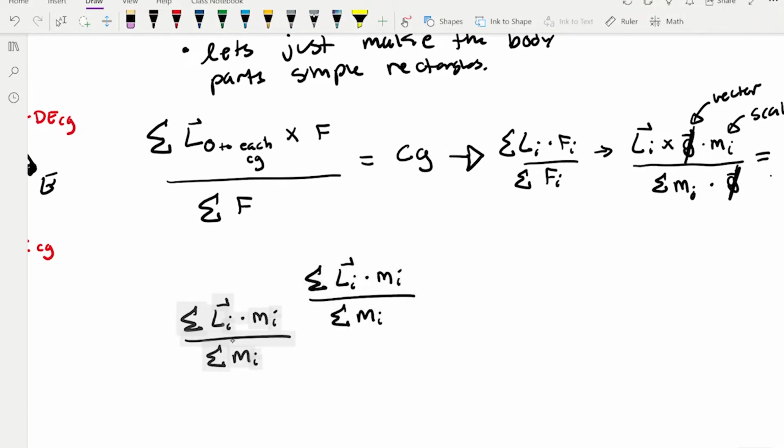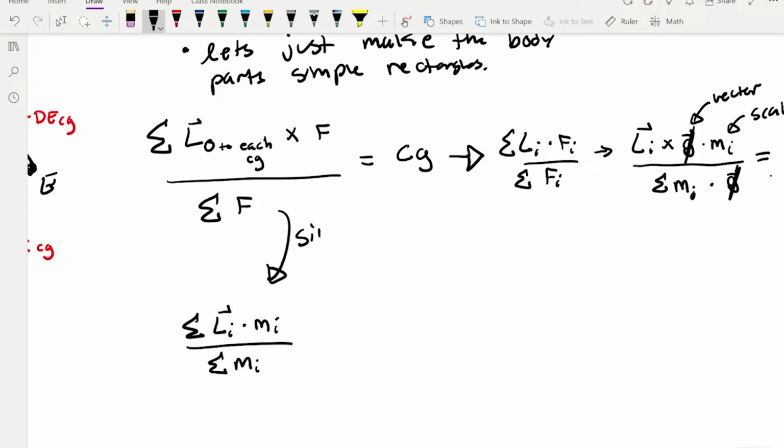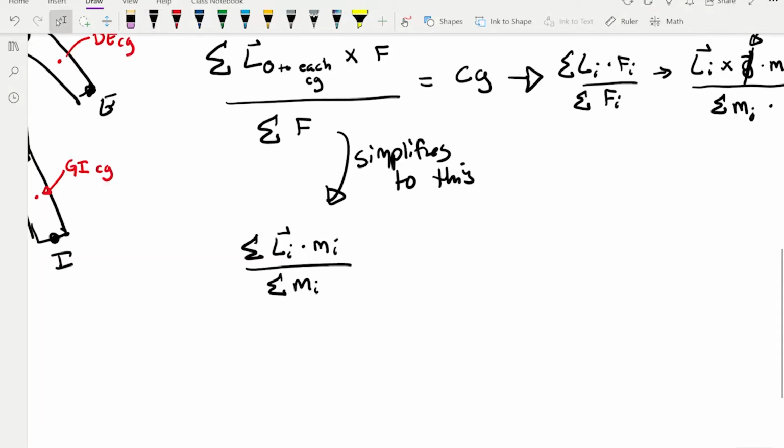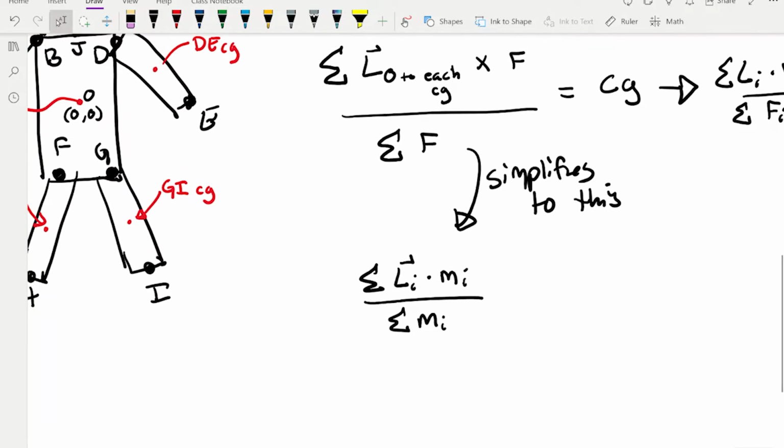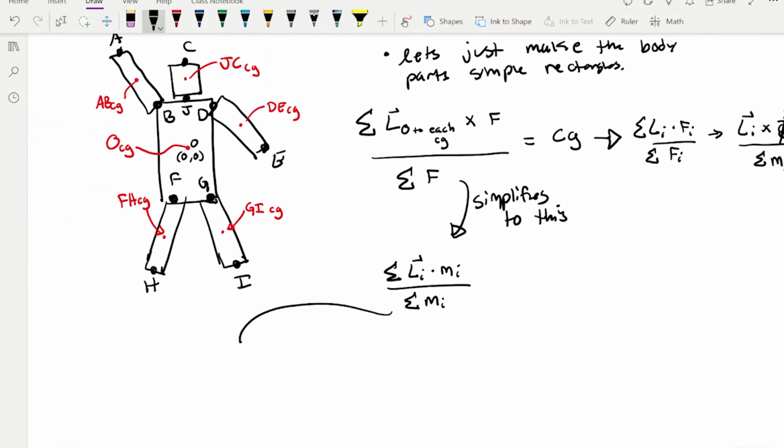So let's bring this over here. Let's say this. It simplifies to this because gravity is common. So the gravity vector is common between the forces. Okay, so now all we need to do is take this and ask, can we describe the length vectors and the masses?